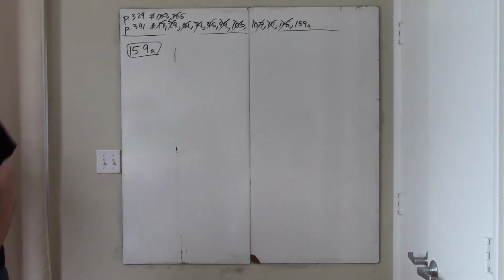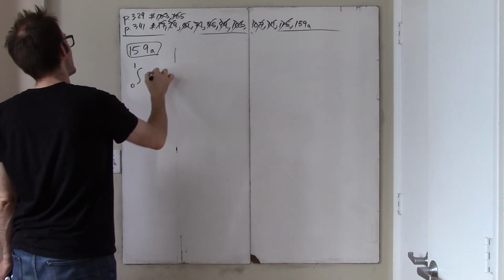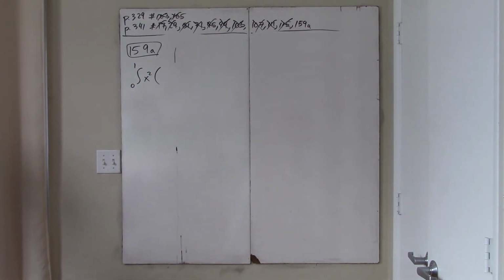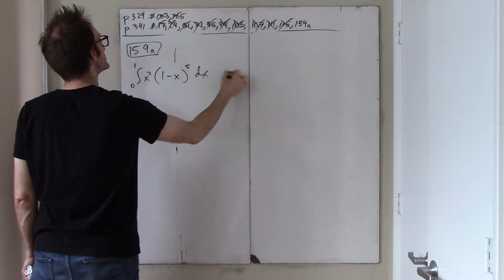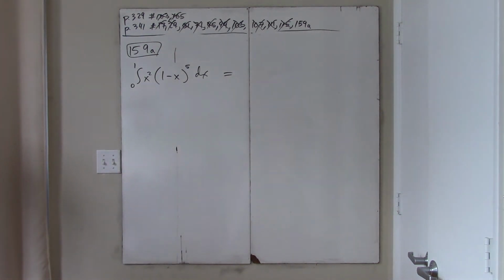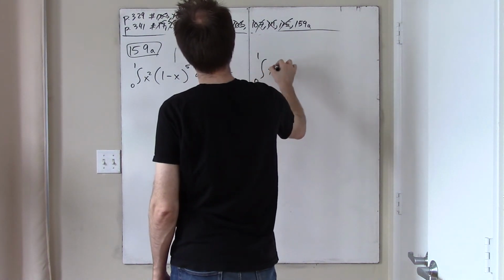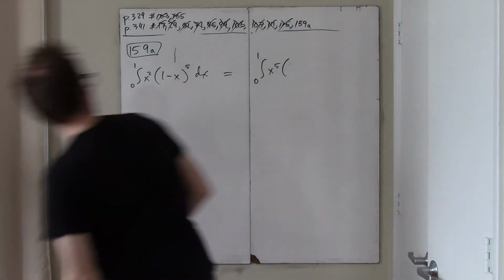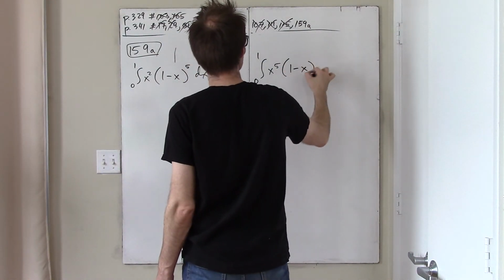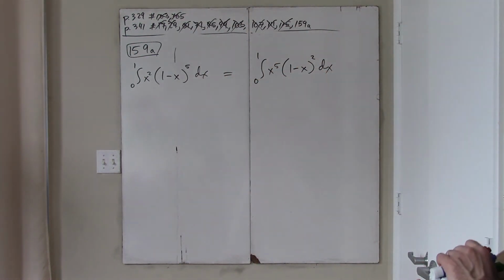159a. What is 159? It says, show that the integral from 0 to 1 of x squared times 1 minus x to the 5th is equal to, so we need to sort of prove this like an identity or something, the integral from 0 to 1 of x to the 5th times 1 minus x quantity squared. Okay, this is, to me, not obvious at all why this should be true.